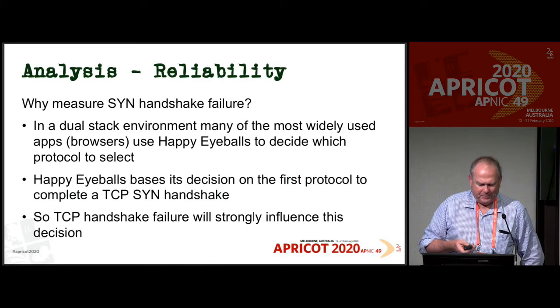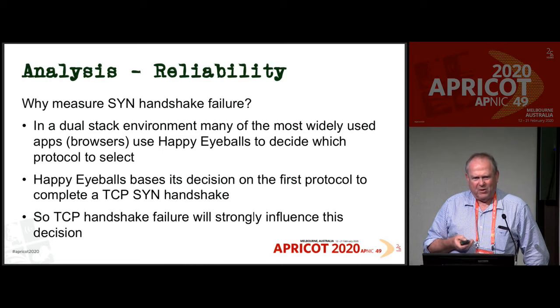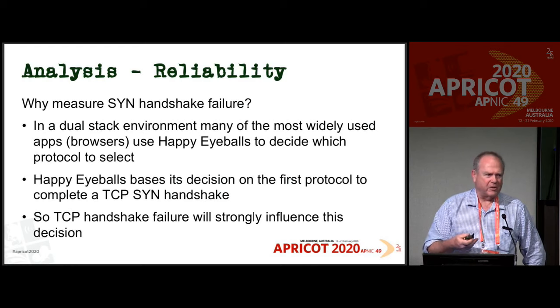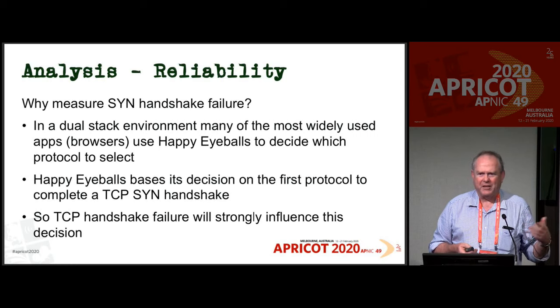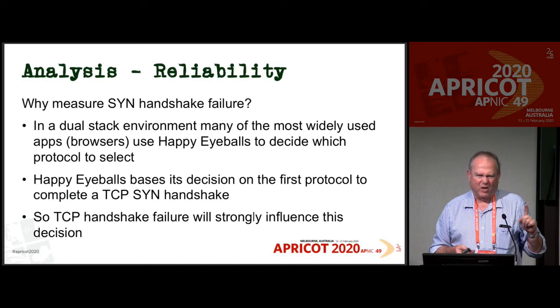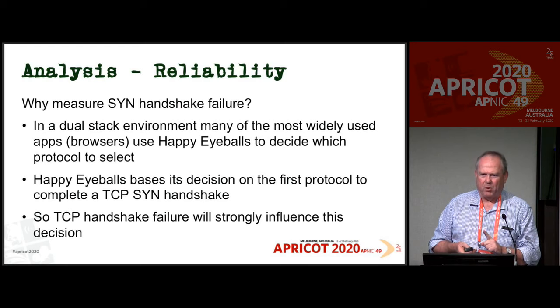Why measure that? Well, oddly enough, looking at this kind of connection is actually the start of most of the architecture of dual stack. In other words, when I've got a machine that's got V4 and V6, part of the way that it figures out which protocol to use is that it starts to try and complete a TCP handshake. The first protocol to complete, with a little bit of handicapping, wins that protocol. So the performance of this handshake is really important.